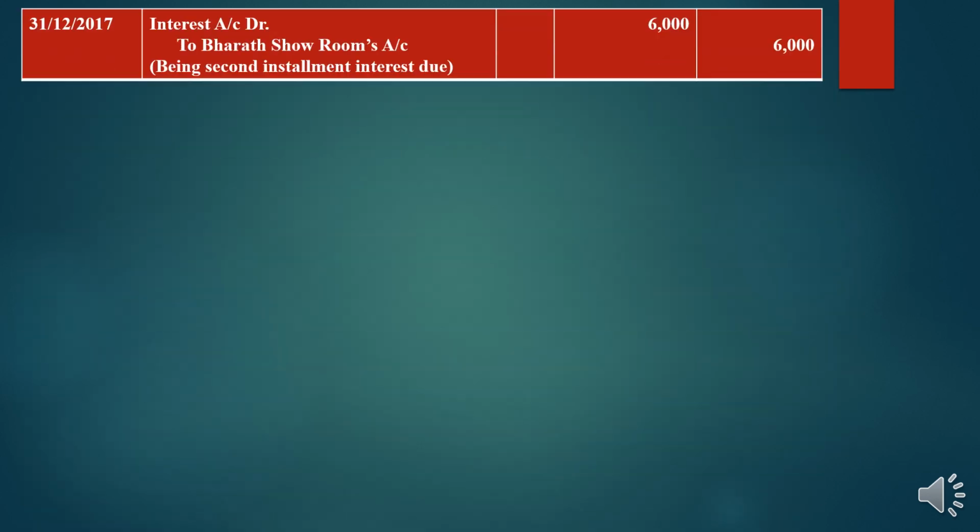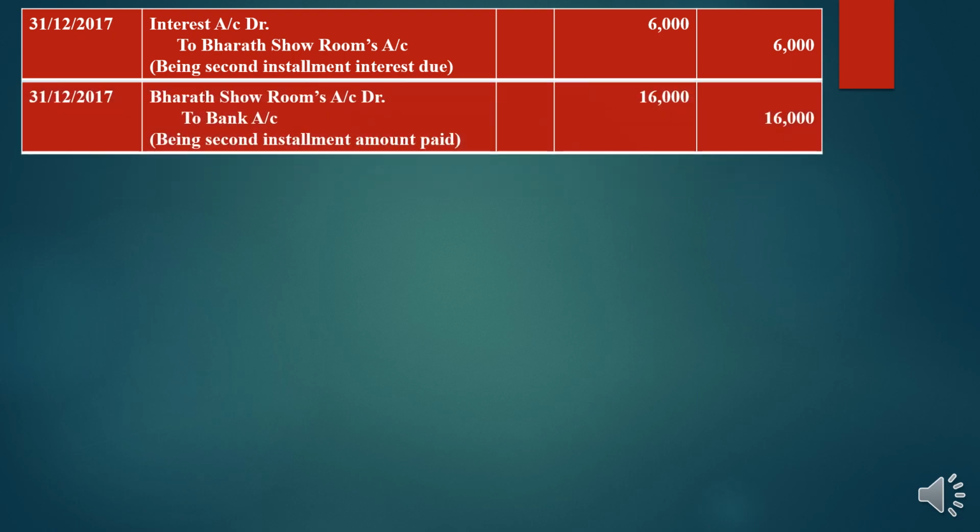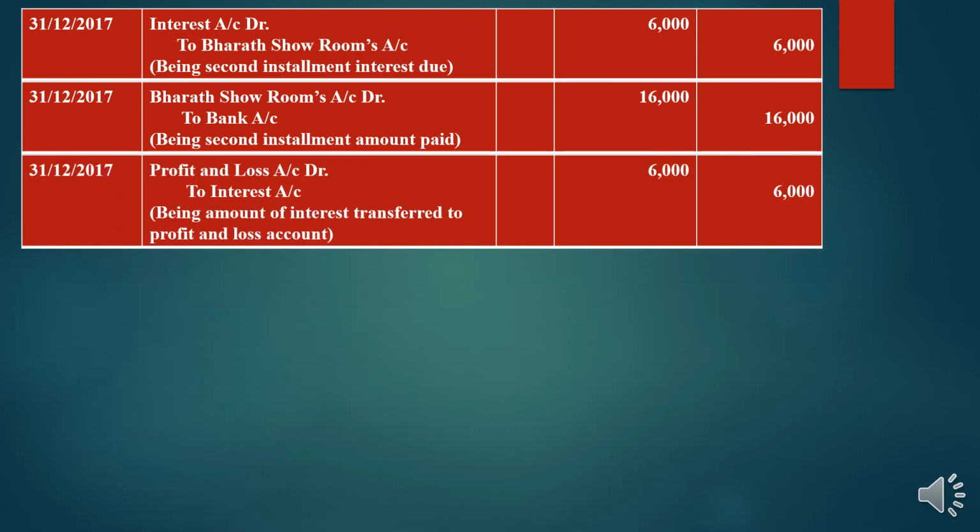We are moving to the next journal entry for showing the second installment. Interest account debit to Bharat showroom account, amount is 6,000. Next, to show the second installment paid, Bharat showroom account debit to bank account, 16,000 amount. Next journal entry to transfer the interest to profit and loss account: profit and loss account debit to interest account, and the amount of interest is 6,000.